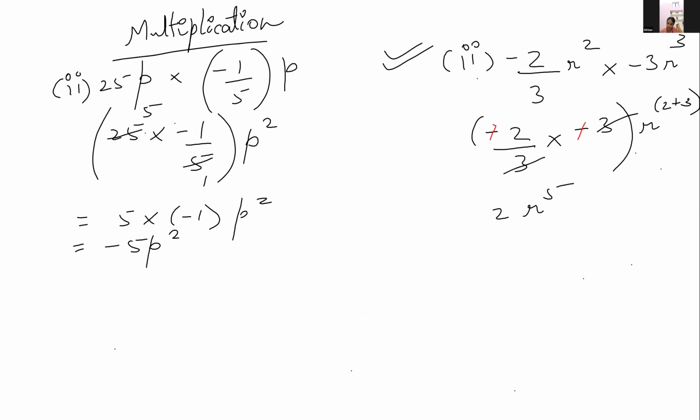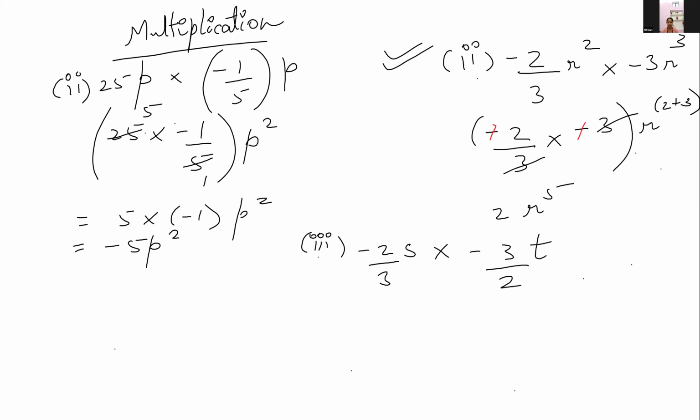Let's see one more. Minus 2 by 3 s multiplied by minus 3 by 2 t. Okay, minus 2 by 3 s multiplied by minus 3 by 2 t.